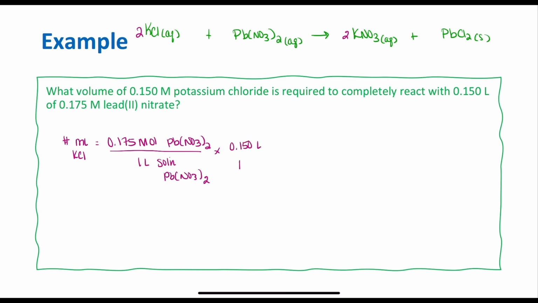I have 0.150 liters of that lead 2 nitrate solution. So that gets me to moles of lead 2 nitrate. Now I can use that balanced reaction. 2 moles of KCl are consumed for every 1 mole of lead nitrate consumed. I've got moles, but I don't want moles, I want volume. I know it's a 0.15 molar solution, so 1 liter of KCl solution contains 0.150 moles of KCl.